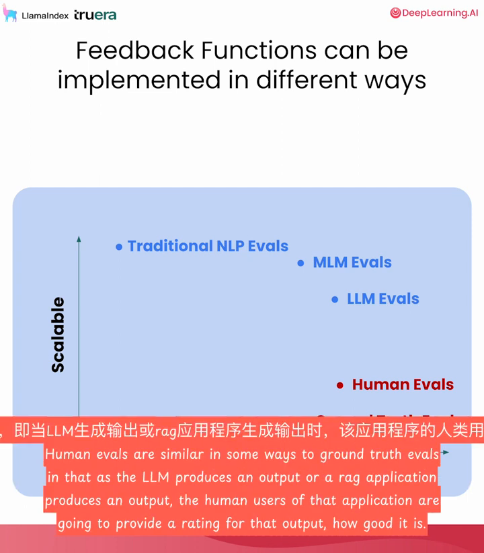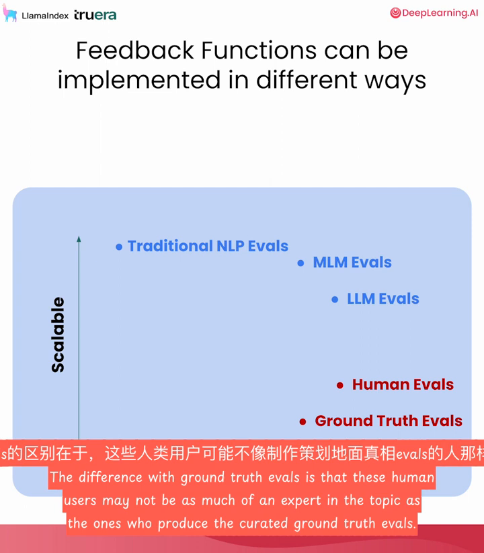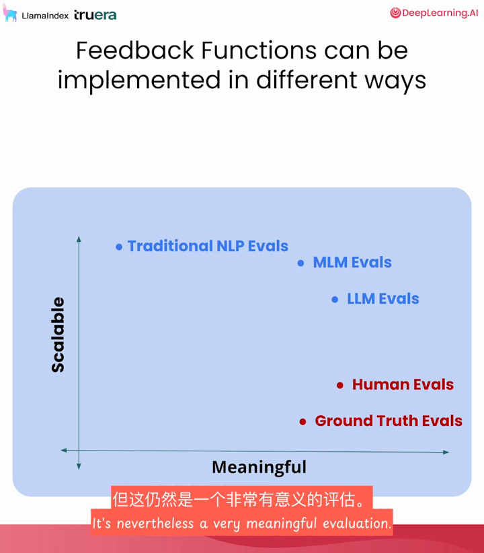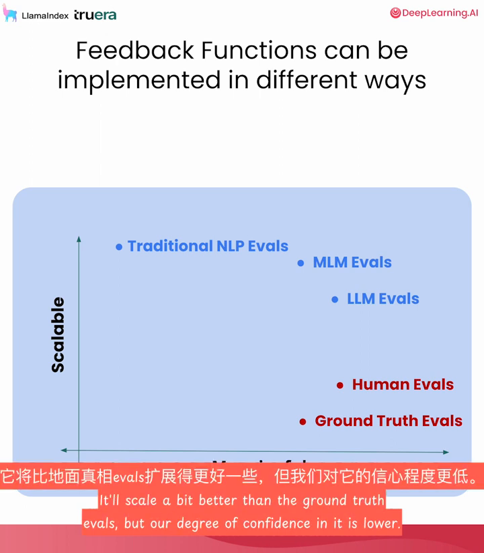Human evals are similar in some ways to ground truth evals in that as the LLM or a RAG application produces an output, the human users of that application are going to provide a rating for that output, how good it is. The difference with ground truth evals is that these human users may not be as much of an expert in the topic as the ones who produce the curated ground truth evals. It's nevertheless a very meaningful evaluation. It'll scale a bit better than the ground truth evals, but our degree of confidence in it is lower.